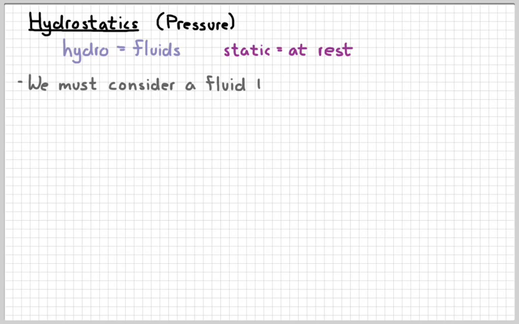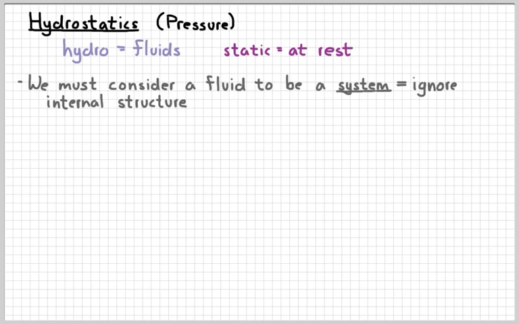First, we need to understand a few things. When we study fluids, we have to consider them to be a system. Remember, a system is a collection of objects where we can ignore the internal structure. So when I draw a beaker full of water, I don't care that the water molecules inside the beaker are exerting forces on each other. All I care about is the fluid as a whole, as a system, which is really going to make things simpler. So keep that in mind. Everything we do in our fluids unit, we're going to be treating a fluid as a system.